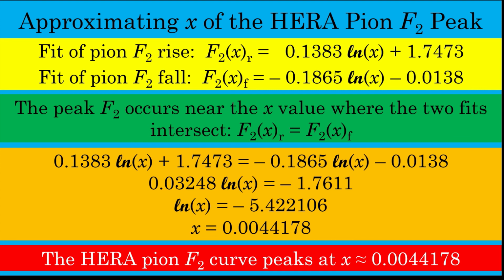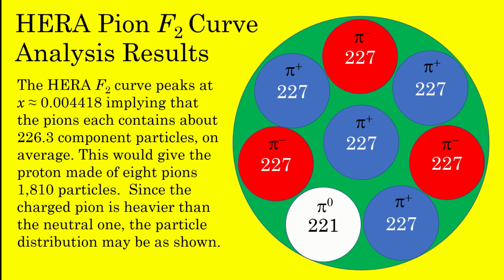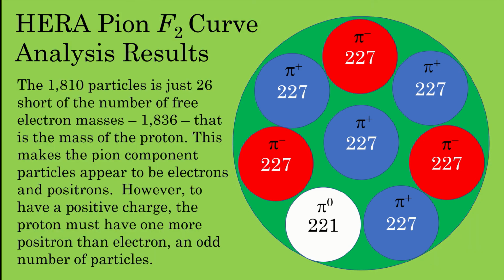The x value where the two fits meet is x equals 0.004418. The reciprocal of this is 226.3, which means that, on average, the pions in the proton appear to contain about 226.3 particles. A proton made of 8 of these pions would contain 1,810 particles. This makes the particles inside the pions appear to likely be electrons and positrons. It is just 26 particles short of the number of free electron masses, 1,836, that is the mass of the proton.